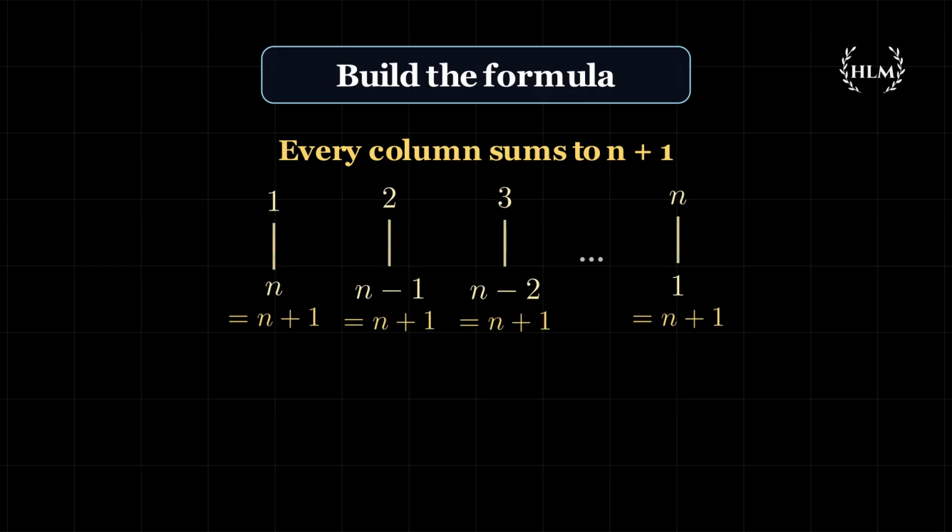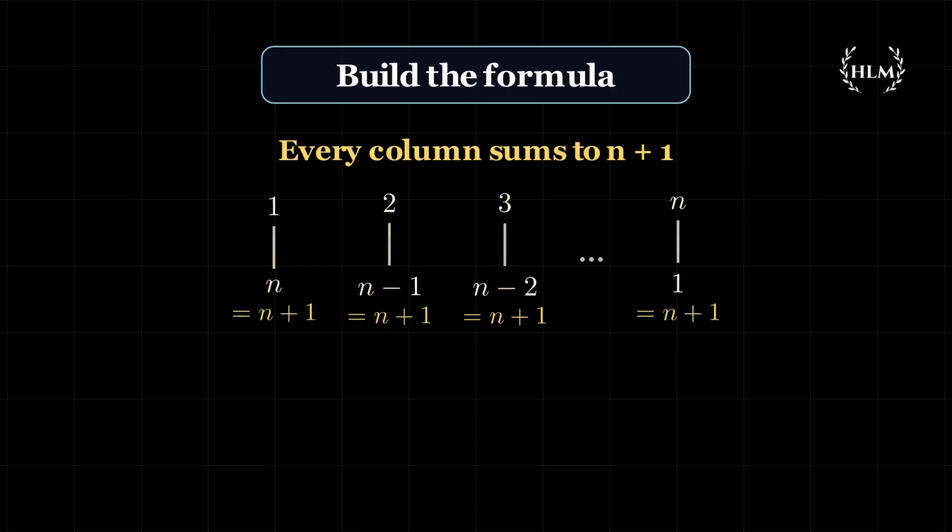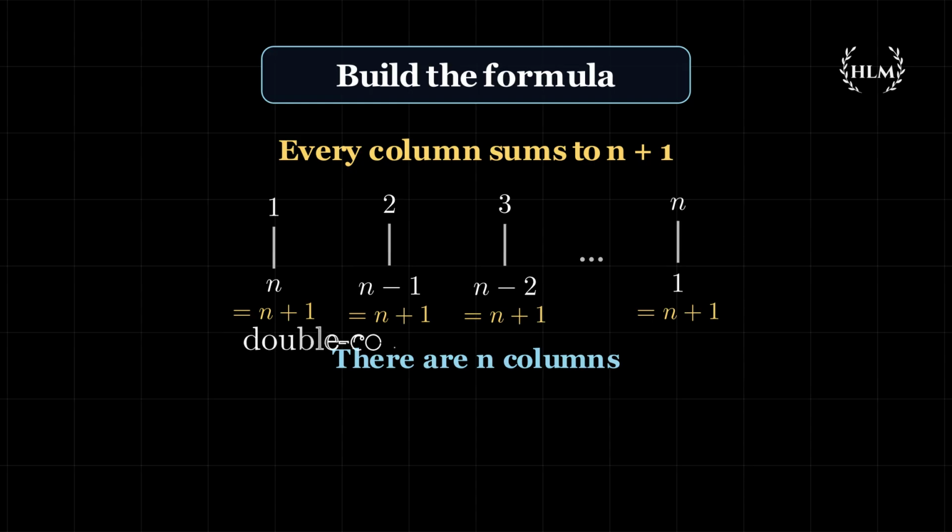So each of the pairs is going to sum to n plus 1. And then the number of pairs that we have is n, because we have n columns. So the total sum is going to be n times, because there's n columns, and then each of the columns sums to n plus 1. So it's going to be n times n plus 1.